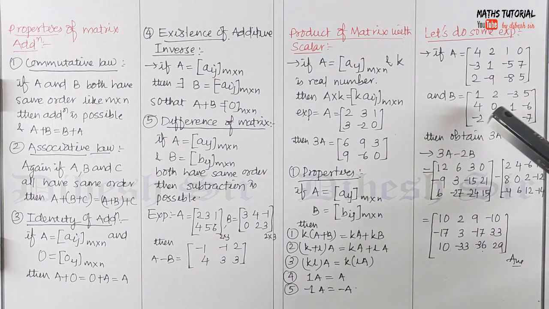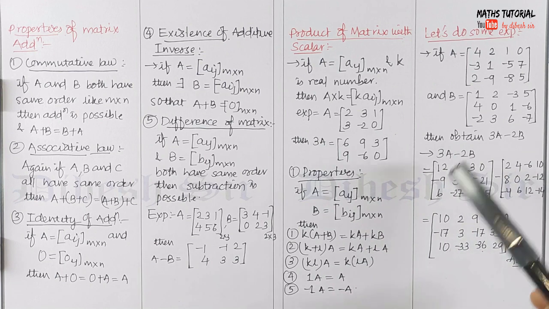Next, 2B. 2B means 2 multiplied with B. 2 times 1 is 2, 2 times 2 is 4, 2 times -3 is -6, 2 times 5 is 10, 2 times 4 is 8, 2 times 0 is 0, 2 times 1 is 2, 2 times -6 is -12, 2 times -2 is -4, 2 times 3 is 6, 2 times 6 is 12, 2 times -7 is -14.